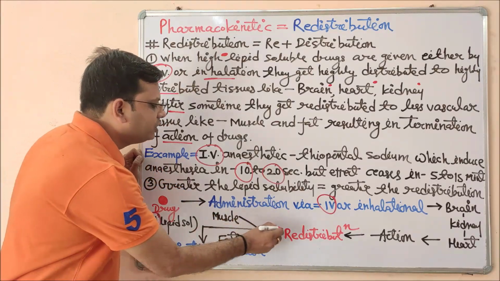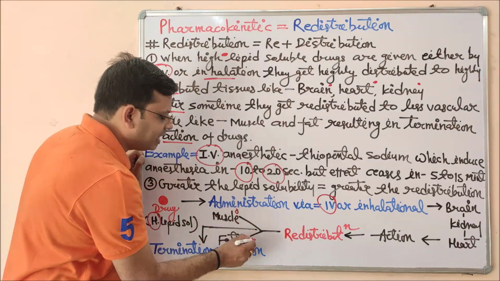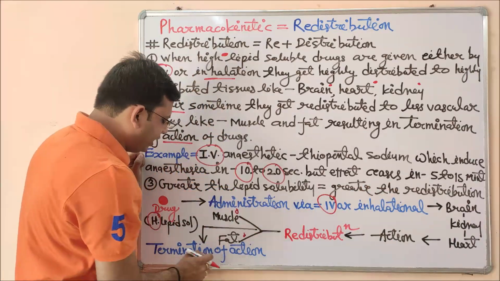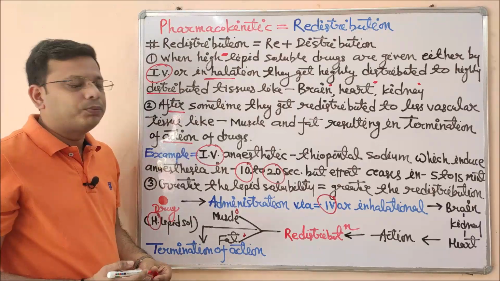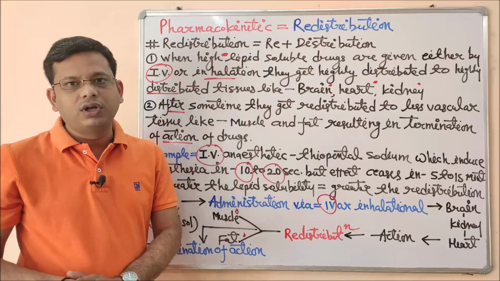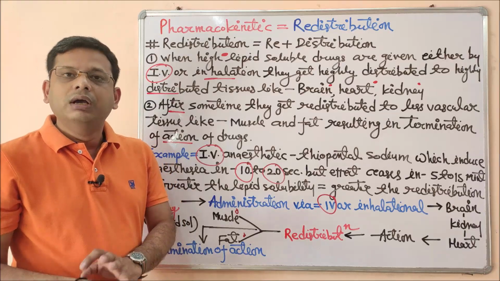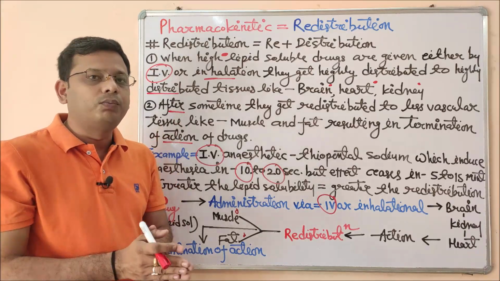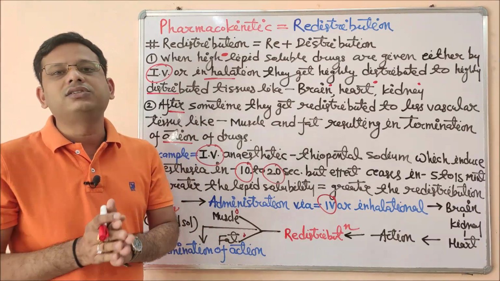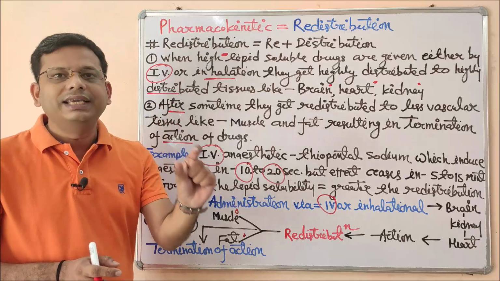So after redistribution, the drug will go to muscles and fat. So the effect of the drug in these three organs will start to terminate or get reduced. So the process of movement of the drug from the highly perfused organs towards the less vascular organs is called redistribution, because first distribution has already taken place and this process of distribution is taking place a second time. That's why it is termed redistribution.